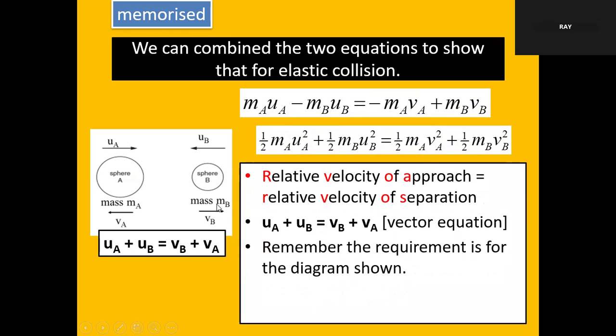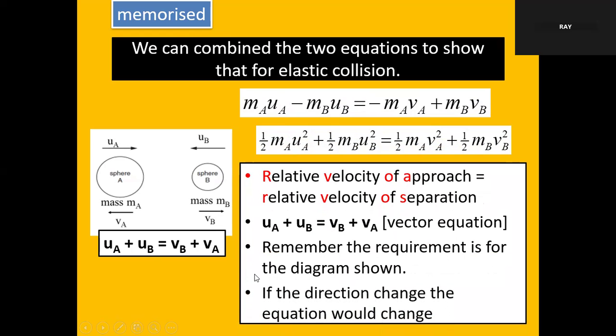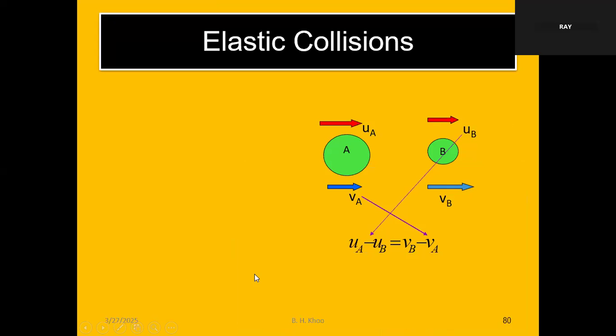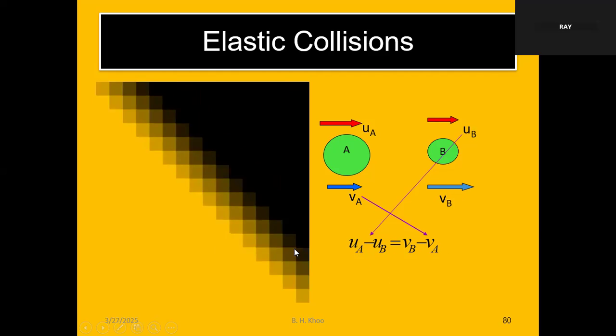So if the direction changes from that given, then you put a negative sign on. Like in this case, this one is in the opposite direction. That's why we change to minus u. This one is supposed to go the other way, so we change to negative. This one is in the right direction, so correct.